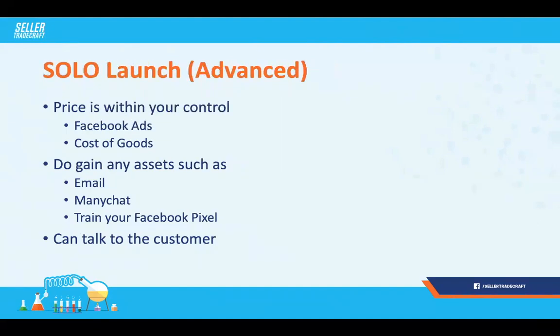Basically, the method I'm going to talk about is what we dubbed a solo launch. The price of your launch is within your control because you're running your own Facebook ads and you're still using your cost of goods to launch your product. However, throughout this process, you are going to gain emails, you are going to gain ManyChat subscribers, you are going to train your Facebook pixel, and you can talk to the customer throughout the process and after. That's what makes it really powerful when you're trying to build assets as an advanced Amazon marketer.